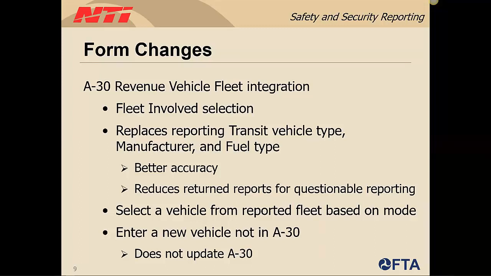Beginning in 2020, so you're not going to see this until we get into January, the form will integrate with your agency's most current A30 Revenue Vehicle Inventory form. This will provide more accurate data and reduce the number of reports returned for an incorrect selection in any of these categories. It also, which is nice, makes the form a lot shorter. With this integration, you'll select a manufacturer from your fleet file based on the mode you're reporting. When a selection is made, the vehicle and the fuel types are part of the manufacturer record, so there's no need to make separate selections here.